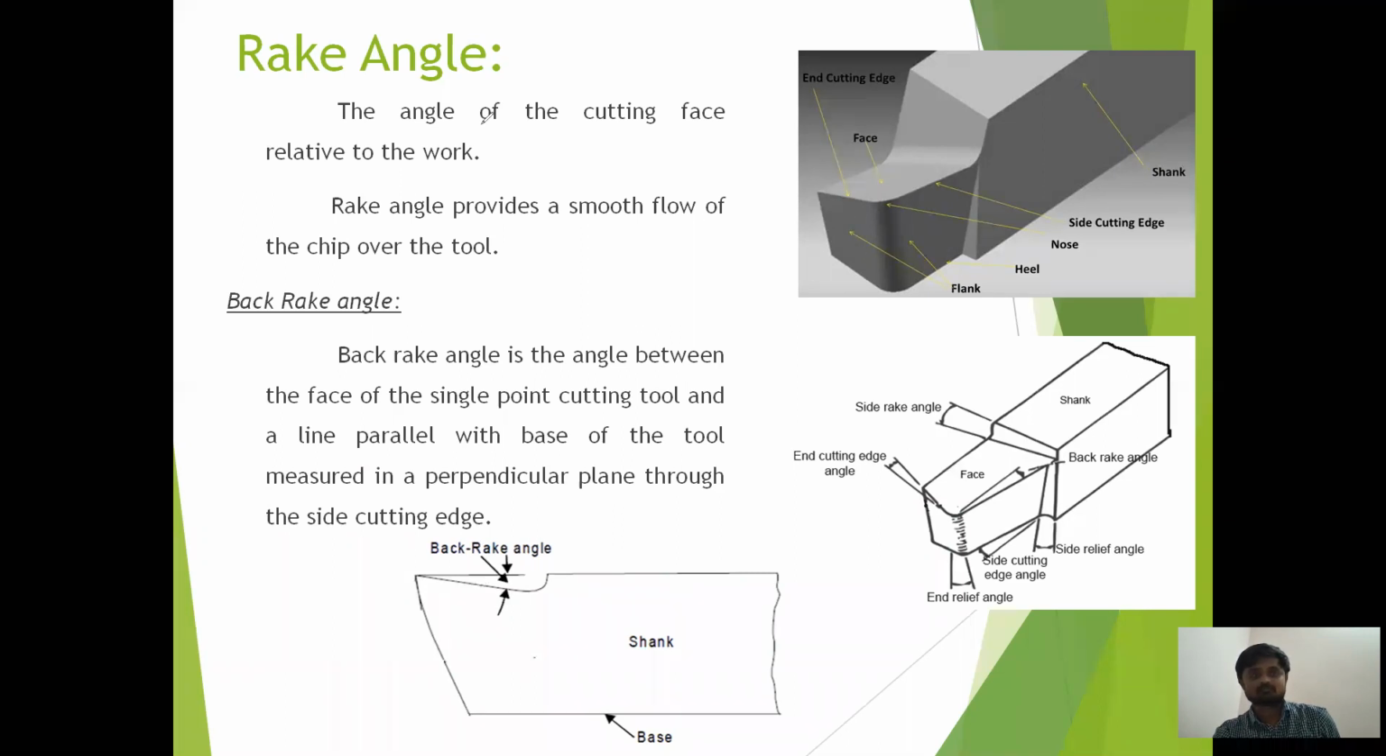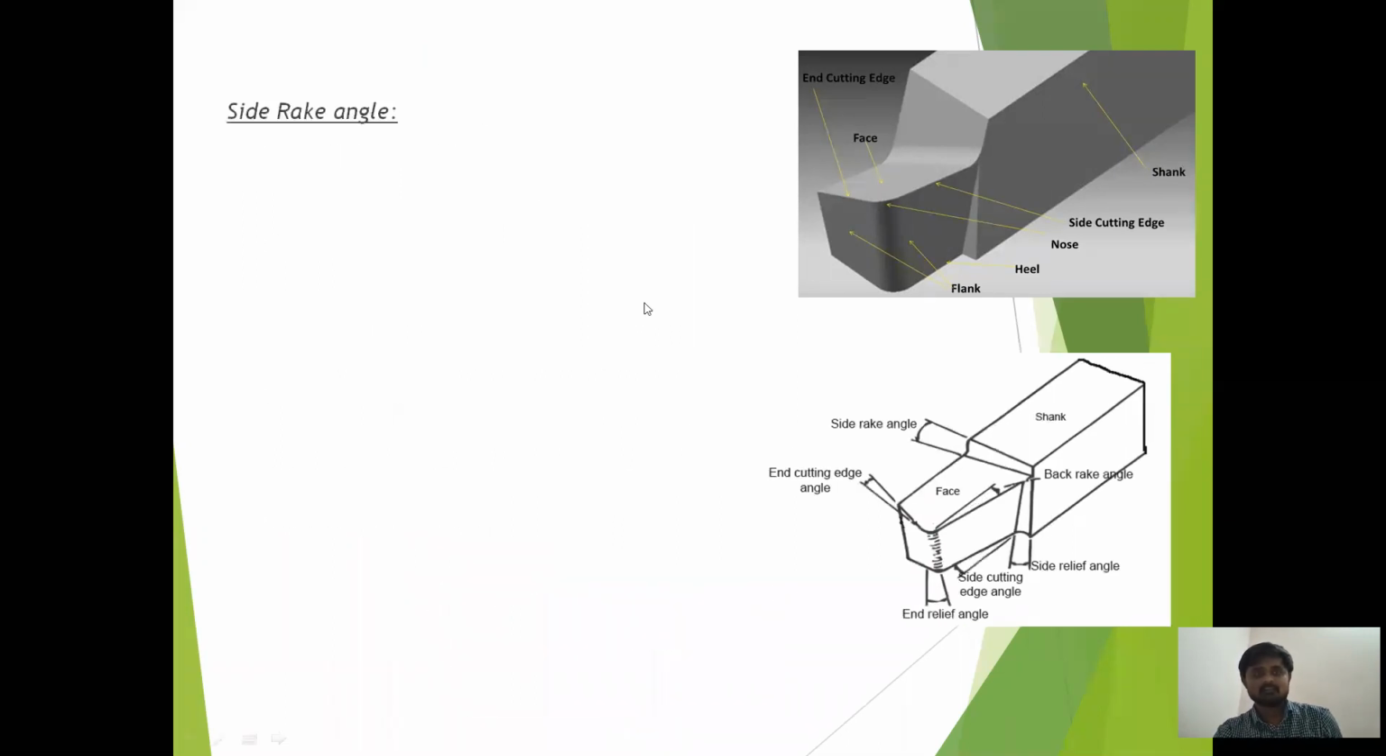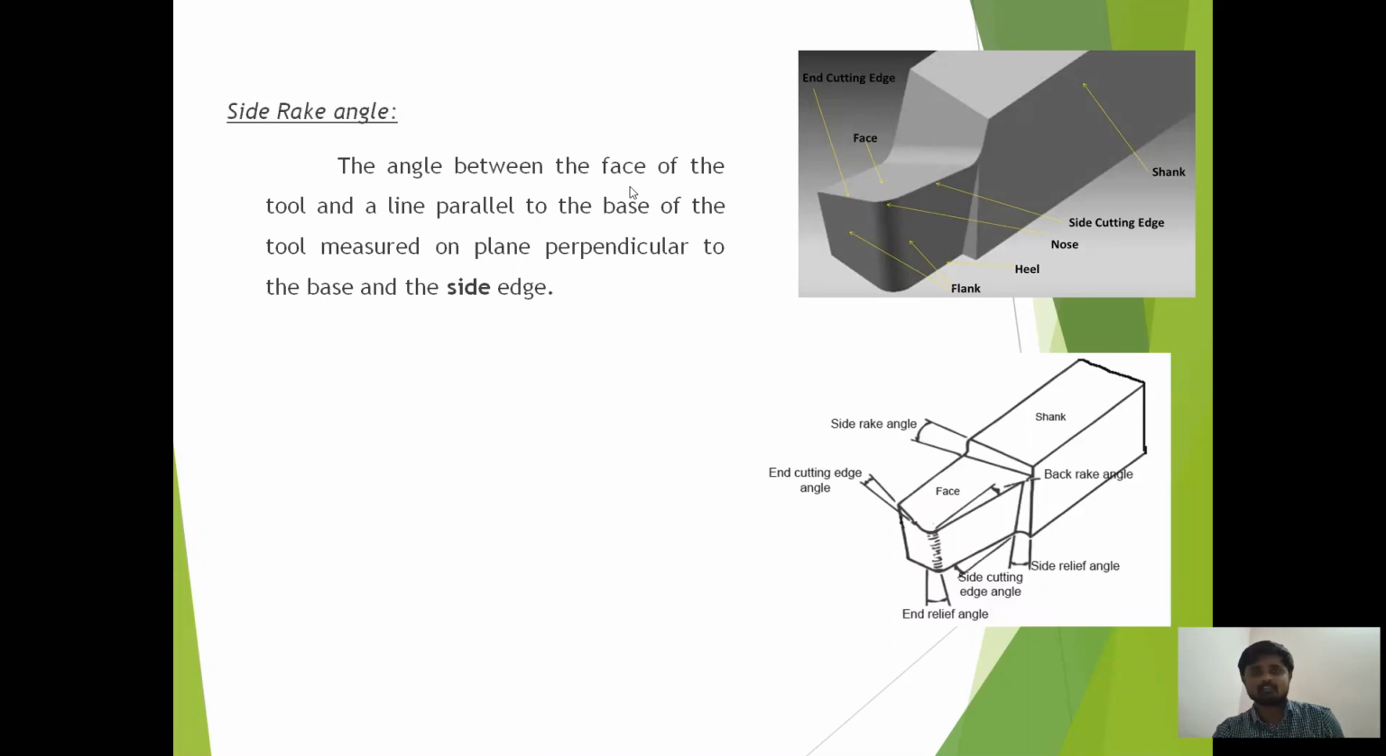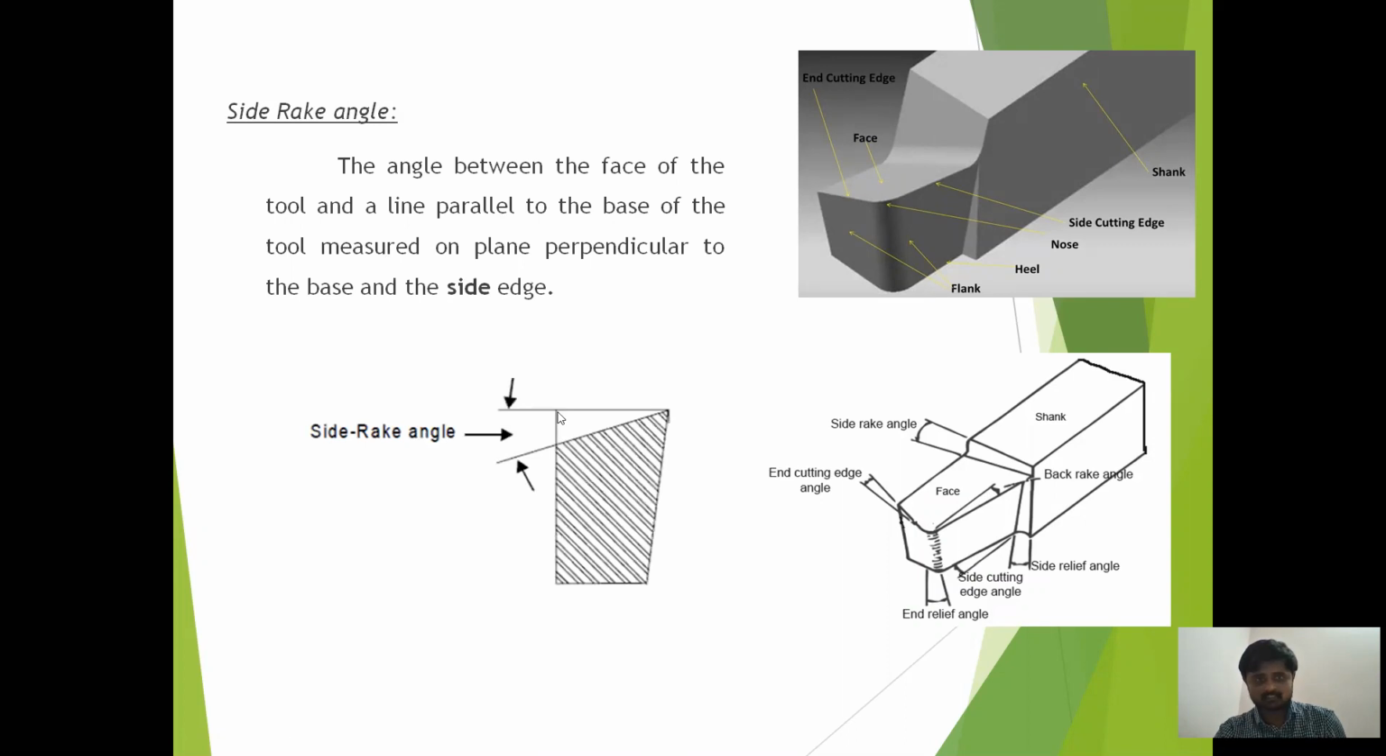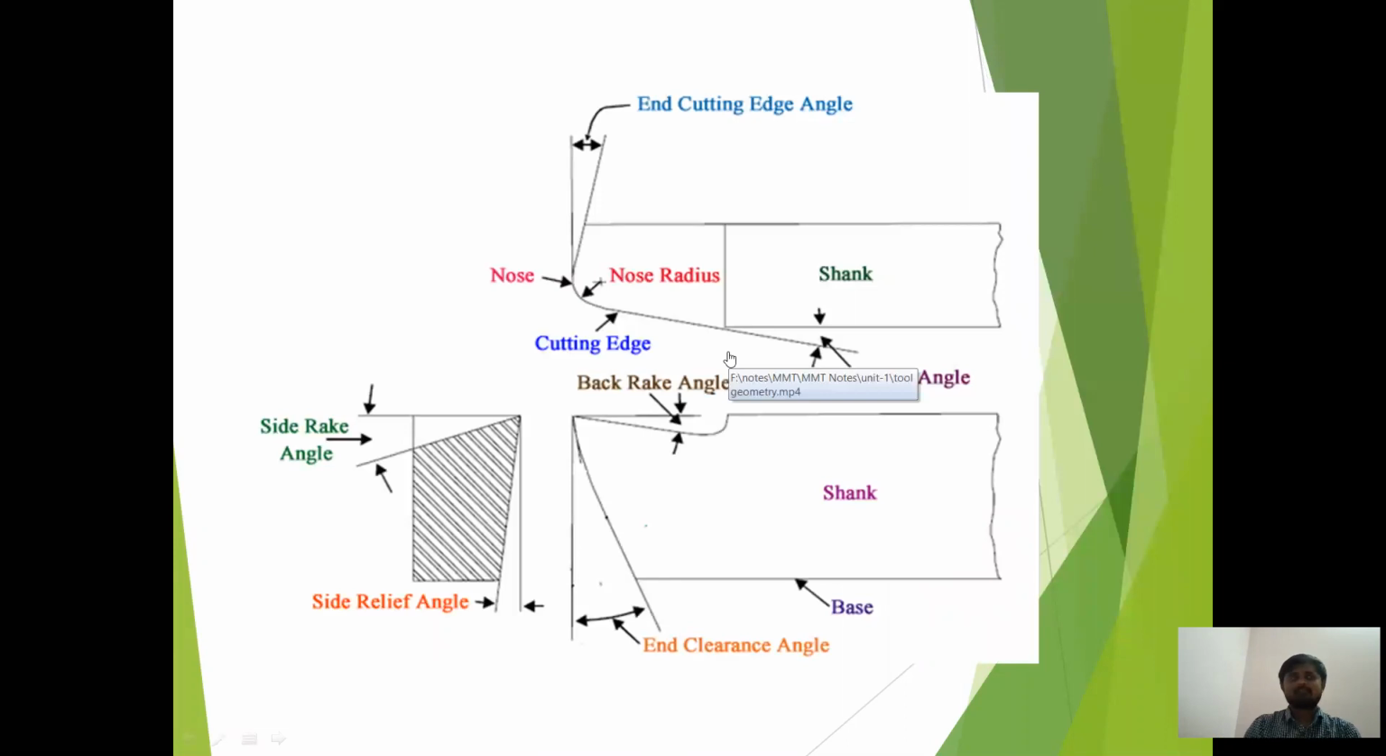Next one, side rake angle: the angle between the face of the tool and the line parallel to the base of the tool, measured on a plane perpendicular to the base and side edge. This angle is called the side rake angle. So these are the different angles of a single point cutting tool.